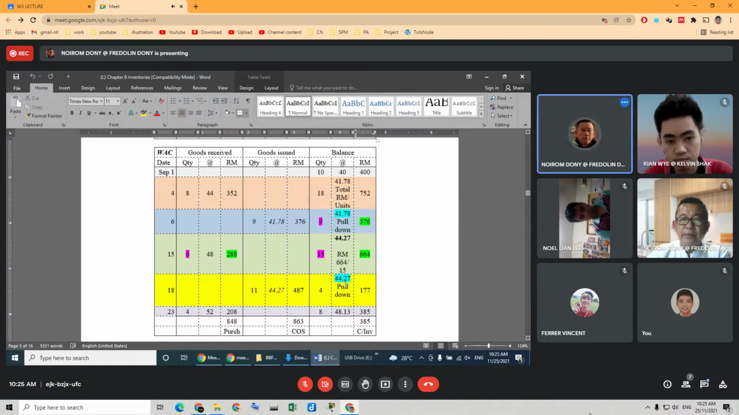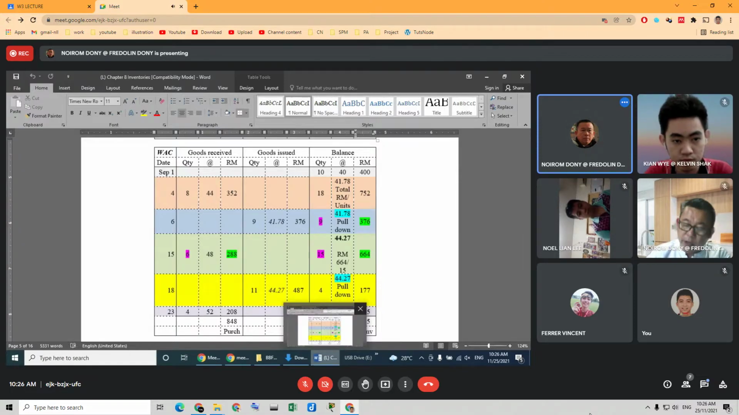Okay, so then the last transaction is we have purchases. 4 unit with a price of 52, total of 208. So update 4 plus 4 become 8. And then 177 plus, 177, oh yeah, 177 plus 208.